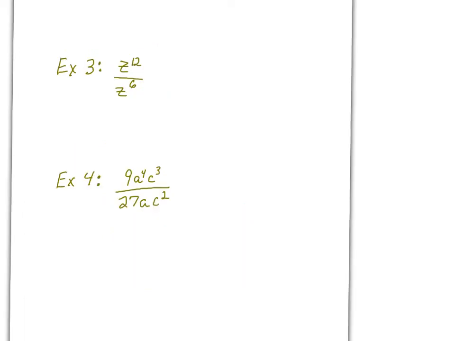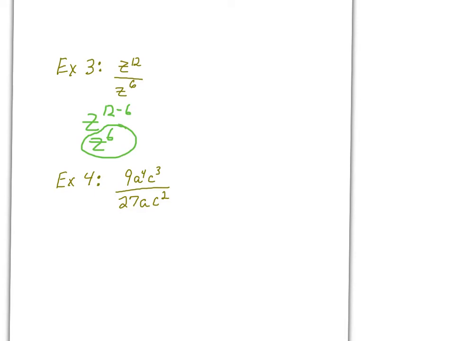All right, and example 3, this is where I'm going to apply the quotient of powers with equal bases. And so in that situation, I subtract the exponents. So this becomes z to the 12 minus 6, because I'm canceling out 6 pairs of z's in the numerator and denominator. And so that's z to the 6th power.